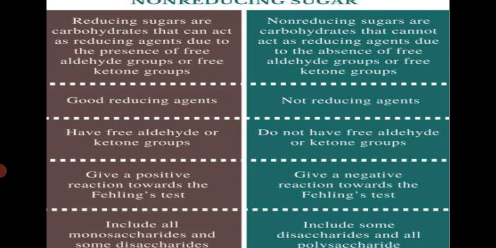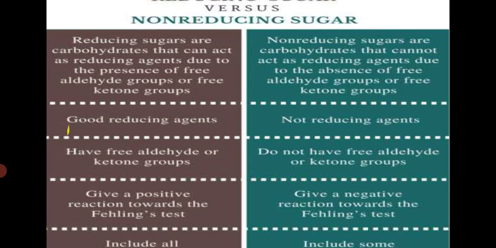Here in this image, there are the differences between reducing sugar and non-reducing sugar. Reducing sugars are carbohydrates that can act as a reducing agent due to the presence of a free aldehyde or ketone group, whereas non-reducing sugars are carbohydrates that cannot act as a reducing agent due to the absence of a free aldehyde or a free ketone group.